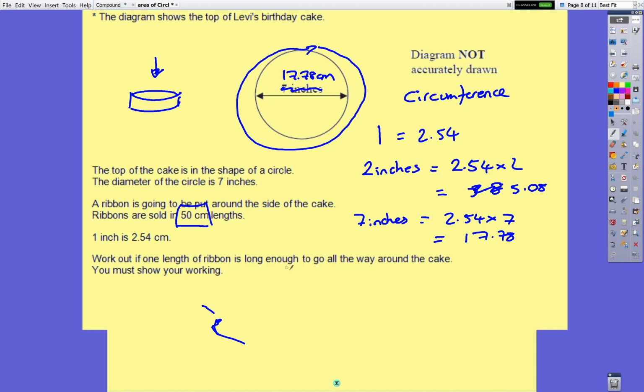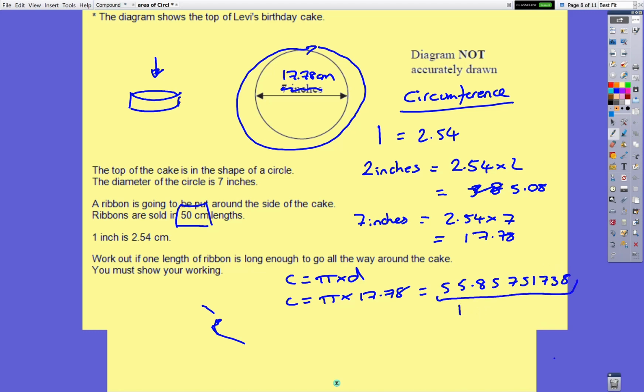So we've got a circumference question. So we've got C equals pi times D. C equals pi times, now my diameter is now 17.78. Okay, and that gives me, I think, 55.8575178.